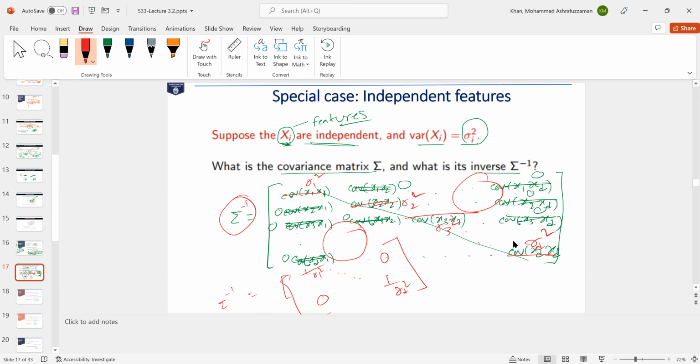Yes, everything will be 0 other than the diagonal entries, because all the features are independent. Independent means their covariance values will be 0.